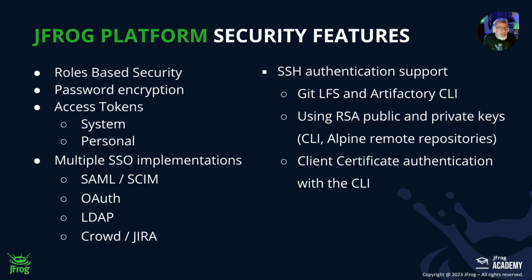In addition, we have SSH authentication support too for things like Git LFS. You can use it with our JFrog CLI. You can use RSA keys, public and private. Comes in handy for things like Alpine remote repositories. On top of that, client certificate authentication with the CLI. It's amazing. We've put in all the areas of authentication because of the sheer diversity of the number of customers that we have. We have to make sure that we can cater to all the ways in which they are actually implementing their role-based access controls.